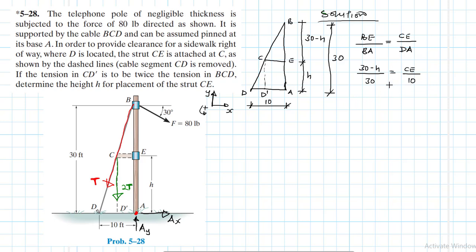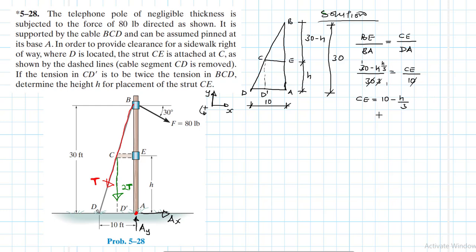Alright. So let's make CE subject of the formula. 10 can cancel there, so we have a 3, then 3 there. We have H over 3, right? And therefore our CE is going to be equal to 10 minus H over 3, right?